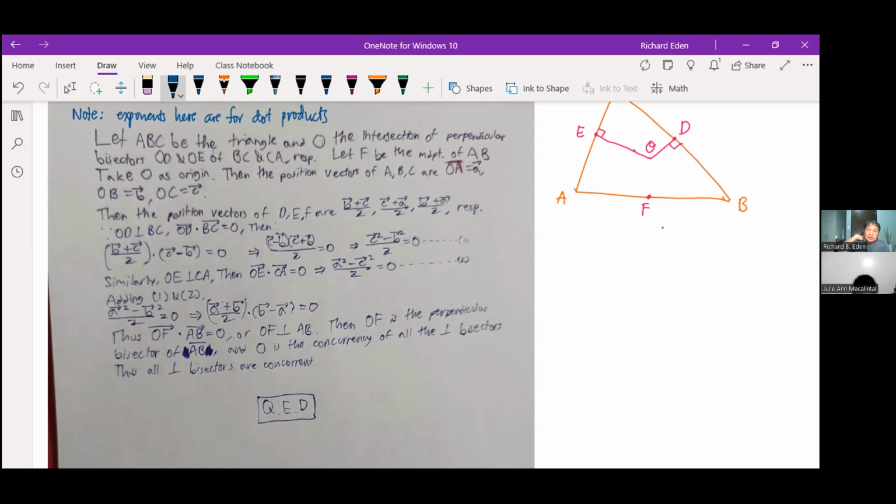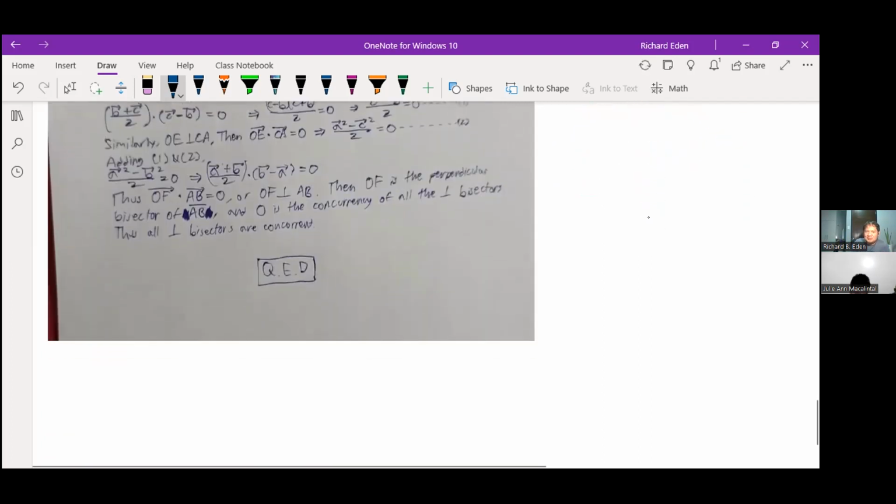But then that means OF dot AB is 0. So that means OF is a perpendicular bisector and O is the concurrency point of all the perpendicular bisectors. Therefore, all perpendicular bisectors are concurrent.